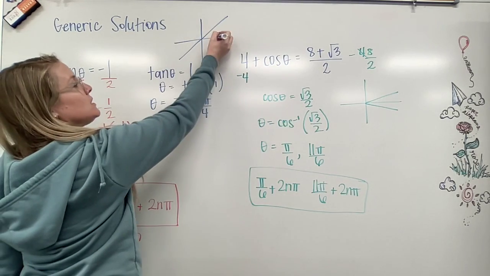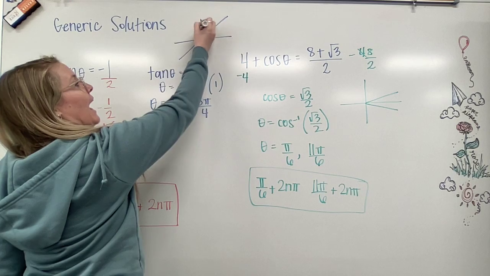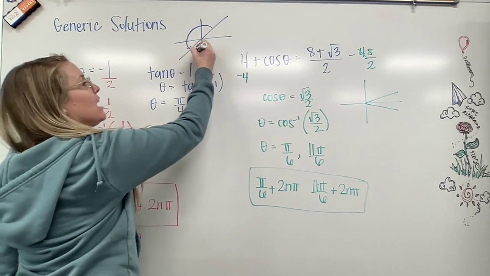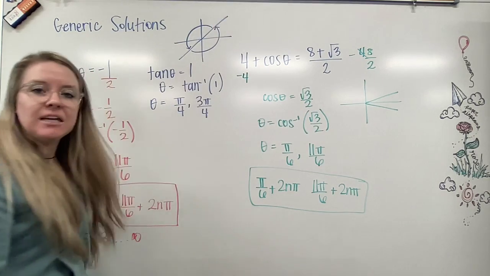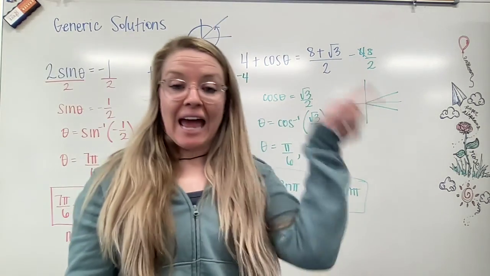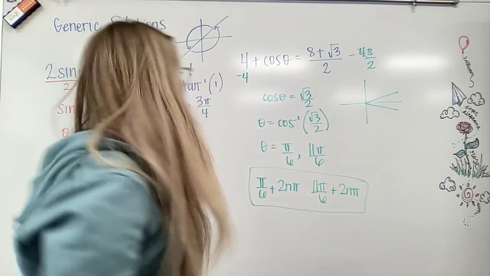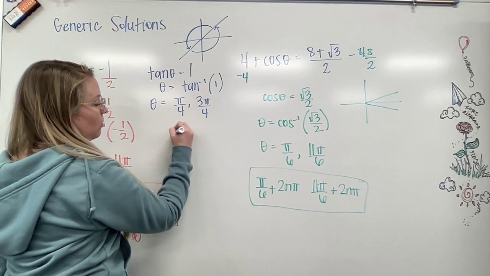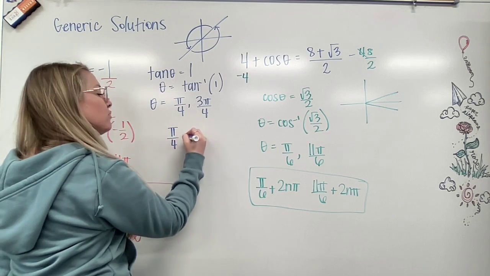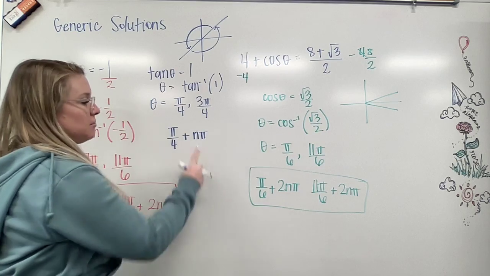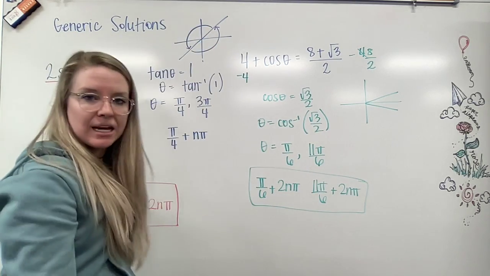So what we notice is if I add pi, I'm here. If I add pi again, I'm here. So instead of having to add 2 pi every time, I only need to add pi. So my final solution, or my generic solution here, is going to be pi over 4 plus n pi, because I only have to add 180.